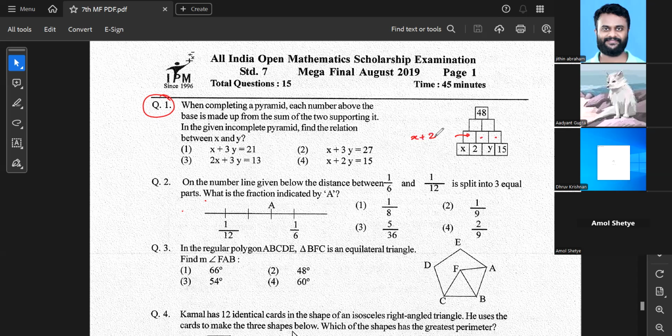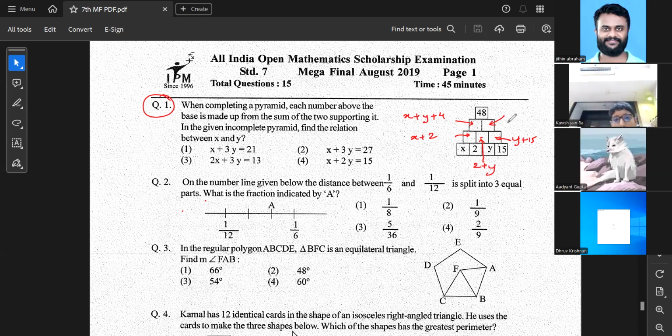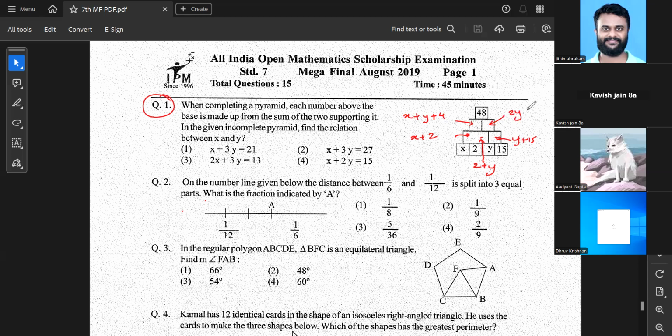X plus 2 is the sum. So this should be 2 plus y and this should be y plus 15. And this number is basically the addition of these two numbers. So this should be x plus y plus 4, and this should be y plus y, 2y, plus 15 plus 2 is 17. Finally, 48 is basically equal to left plus right.